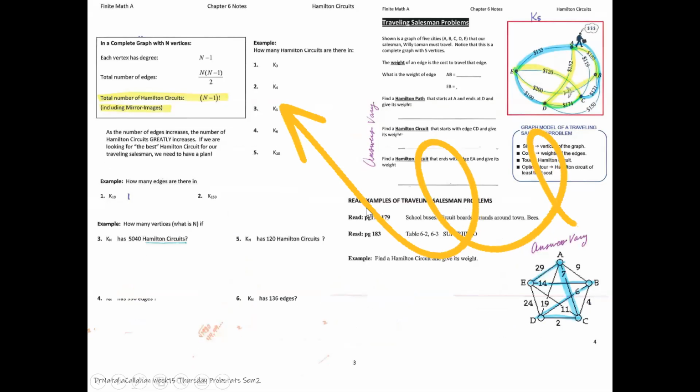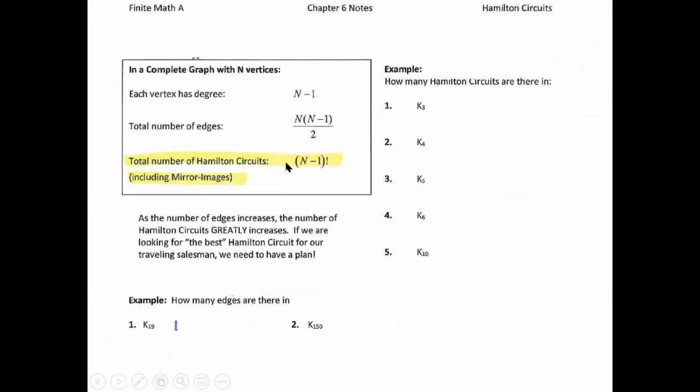Okay, now turn over to the back of your papers. So with this, I'm going to talk about formulas. First things first, find the number of vertices. It is just n minus 1. The number of total edges is n times n minus 1 divided by 2. And then the total number of Hamilton circuits is n minus 1 factorial.